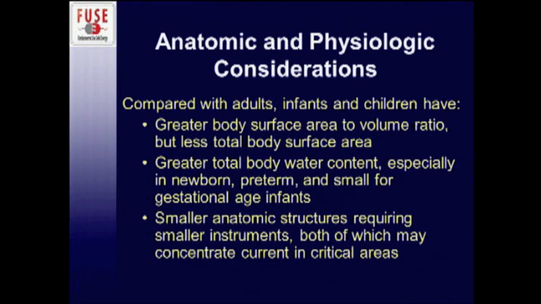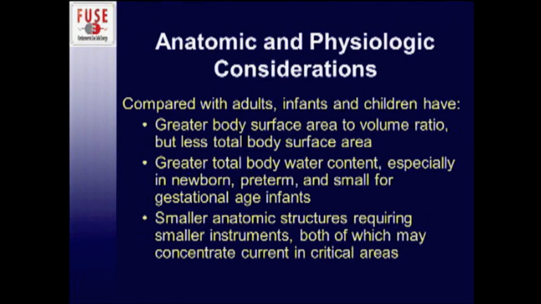Second, infants and children have a greater total body water content, especially newborn, preterm, and small for gestational age infants. You all know that current flow is going to be greatest in tissues of high water content, and children, especially newborns, have significantly more total body water, making the tissues low resistance and good conductors of current. If you're thinking about doing ablations in children with things like hepatoblastomas, their tissues are going to have higher water content and they will more highly concentrate energy.